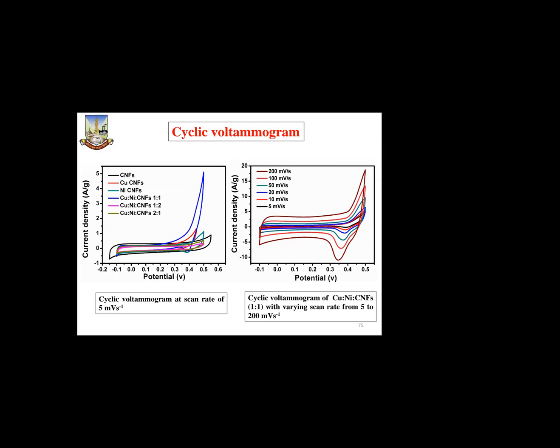Copper nickel carbon nanofiber at different ratios shows a uniform size range, with the effective size range at 1:1, which shows impressive electrochemical behavior observed at a current density of 1 ampere per gram compared to carbon nanofiber. These are the future scopes for the particular study.